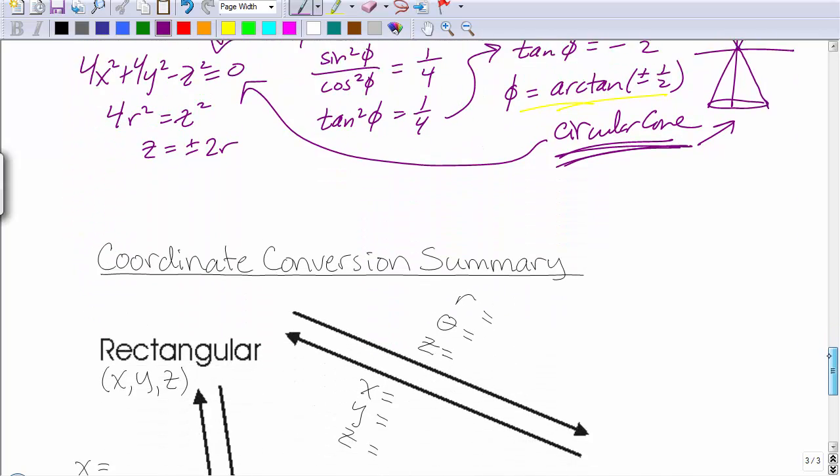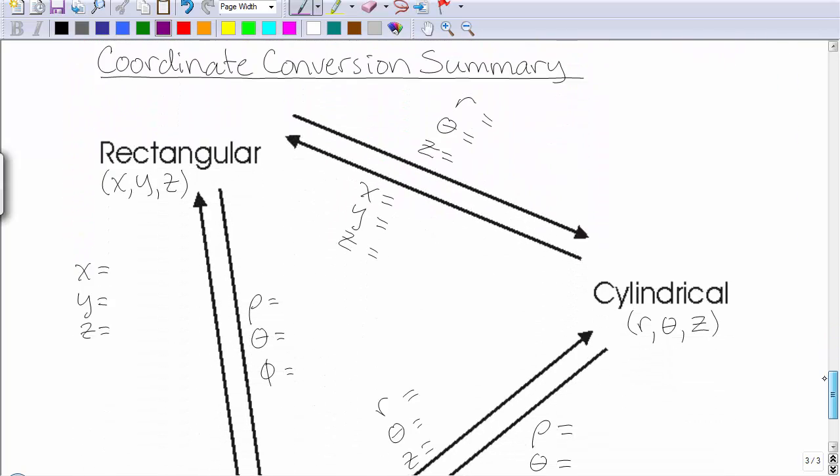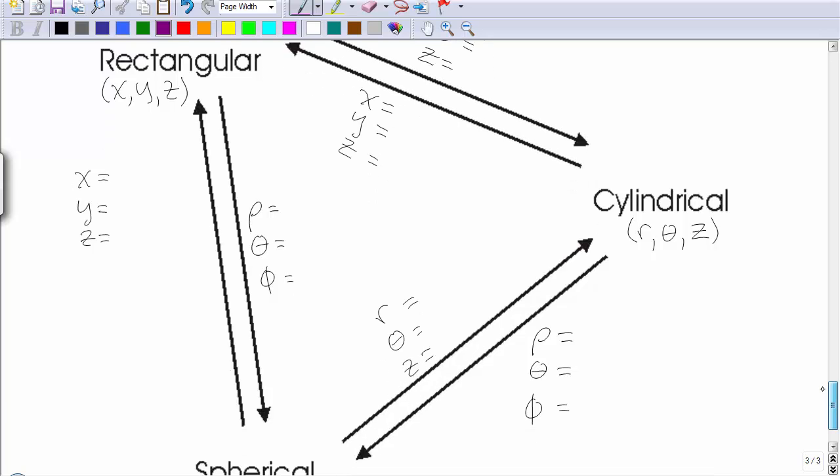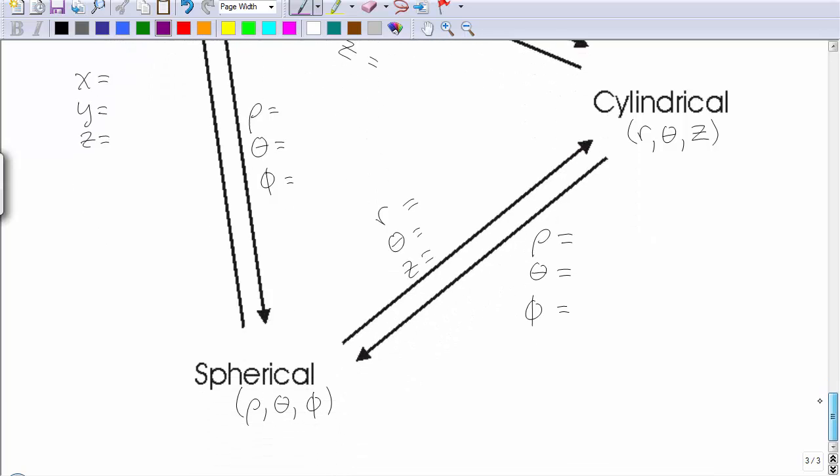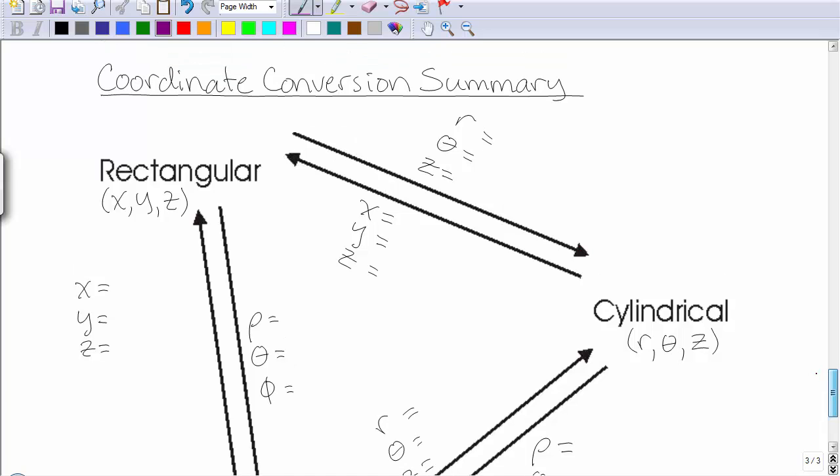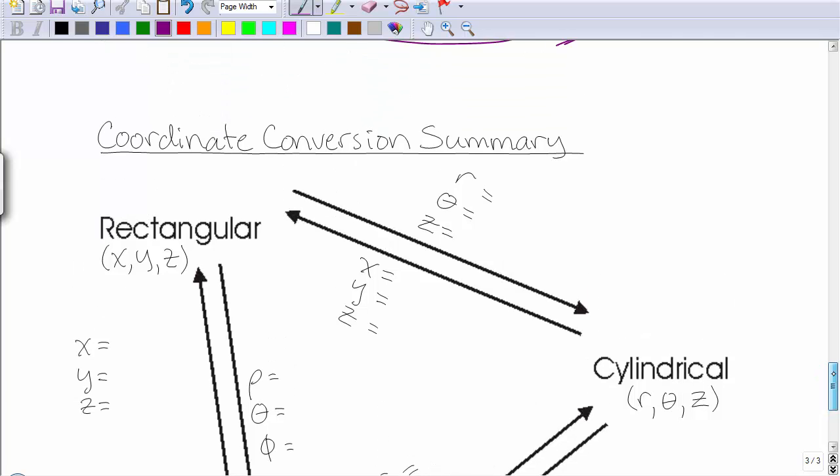Down below here is a chart for completing all of the coordinate conversions. I was not planning on doing this with you in class, but it's a good exercise for you to try on your own.